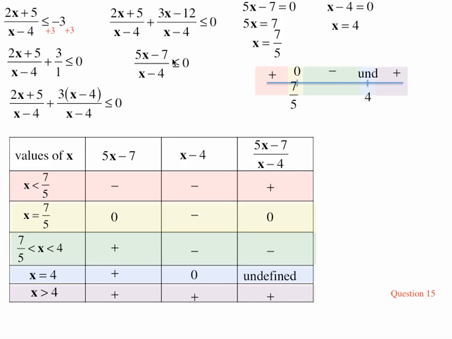Okay, we're looking for when the expression is less than or equal to 0. So when it's 0 or when it's negative. It's 0 right here, and it's less than 0 right there. So 7/5 all the way up to 4, just not including 4. So 7/5, which is included, and all the way up to 4, but not including the 4.